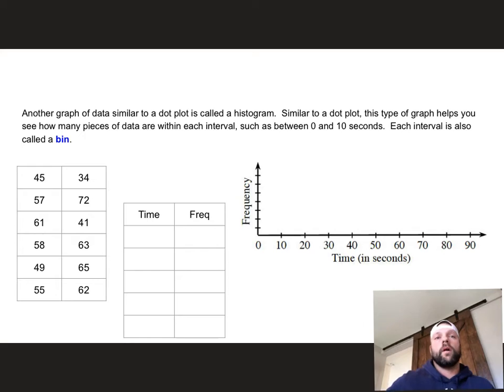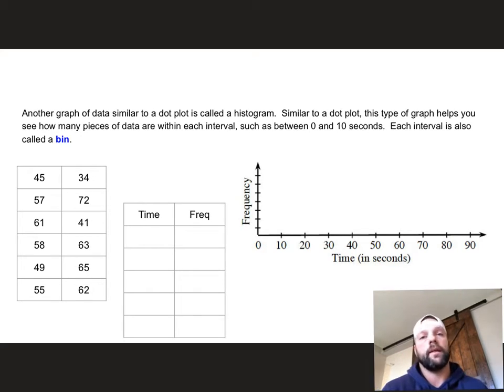All right, so another graph that is similar to the dot plot is called a histogram. This type of graph helps you to see how many pieces of data are within each interval, such as between 0 and 10 seconds, and each interval is called a bin.